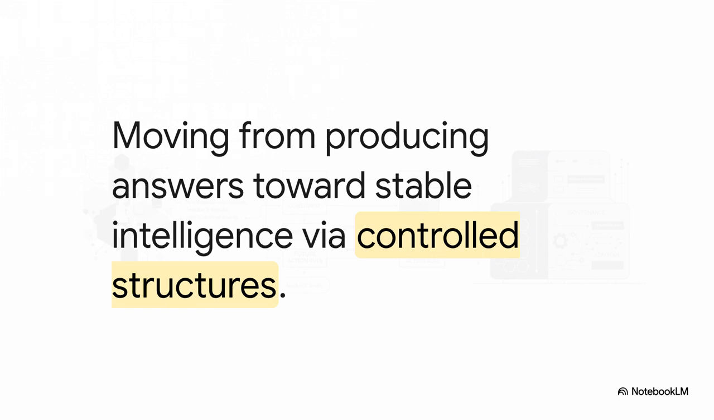Ultimately, this theoretical framework is telling us that AI has to evolve. We've spent the last few years optimizing these models to be absolutely incredible at generating isolated answers. But true, long-term capability requires moving away from just producing answers and moving toward maintaining stable intelligence through controlled structures. We need systems that don't just guess the next token accurately, but that actively preserve constraints, compress their history, and turn their failures into durable, lasting architecture.